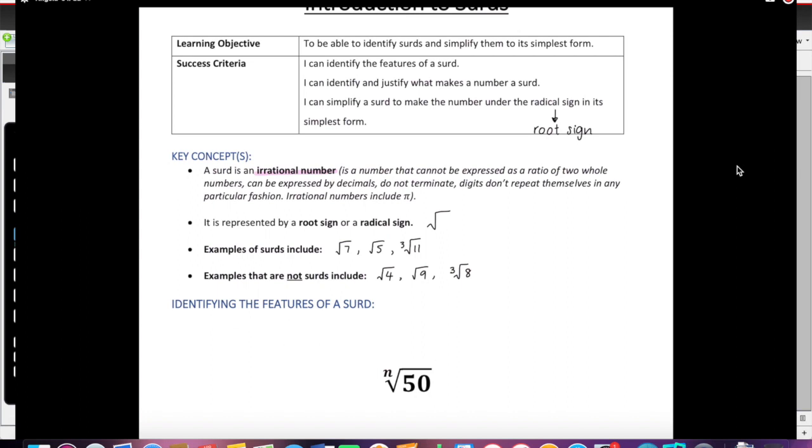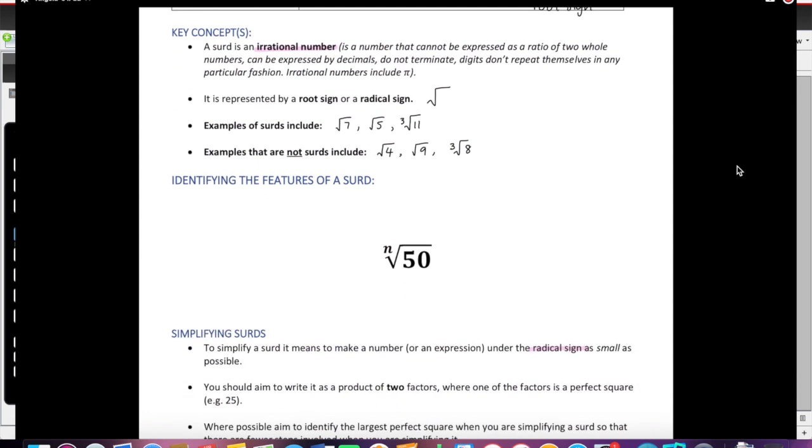So if we go into identifying the features of a surd, obviously the most important thing here is being able to identify the root sign, which I just highlighted in pink. So I'm just going to label that my root sign or my radical sign. The next important thing to identify is what we've represented with the letter N. What this is actually called is our index number or our power.